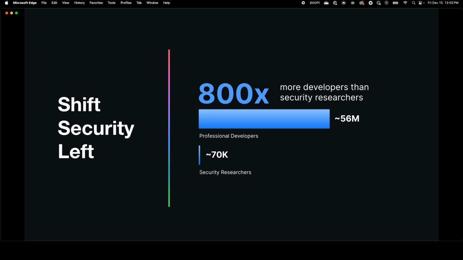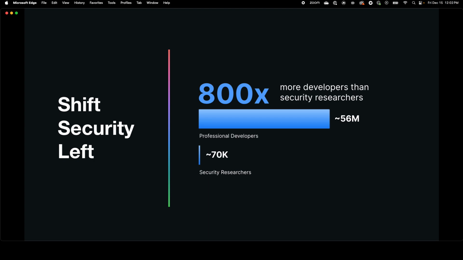And you can see why this is important. There are a lot more developers out there than there are security researchers, which means that the onus has to partially fall on the developer to think about security, to make sure vulnerabilities don't escape into the wild where they may or may not be caught by security researchers.